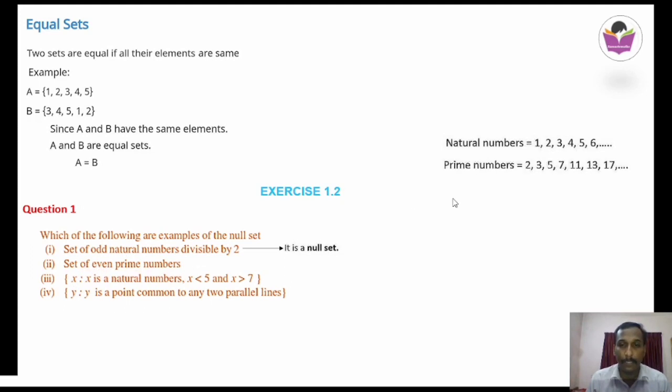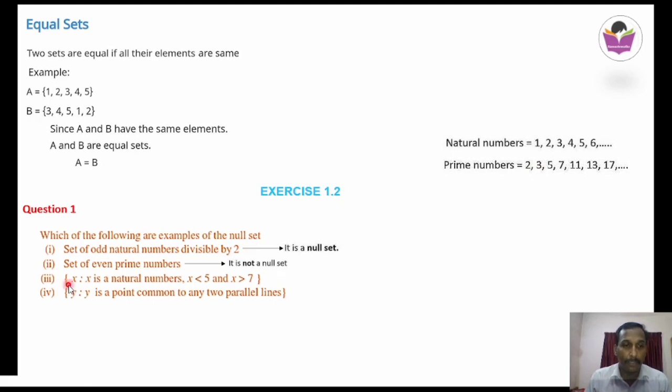We know that 2, 3, 5, 7, 11, 13, etc. are prime numbers. Prime numbers are those numbers which are divisible only by 1 and the number itself. Among the prime numbers, the only even number is 2. So the set of even prime numbers has only one element, that is 2. But we are asked to find out whether it is a null set or not. Since there is one element in the set, it is not a null set.